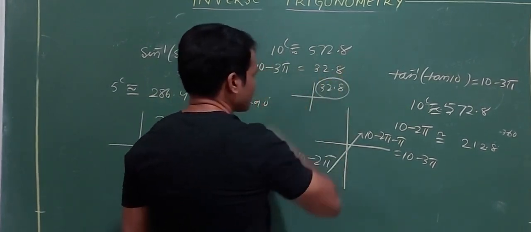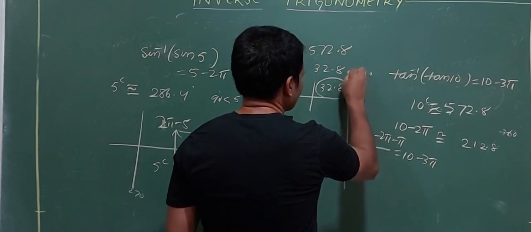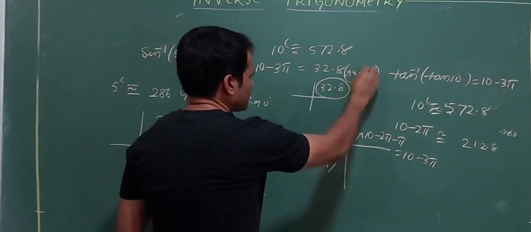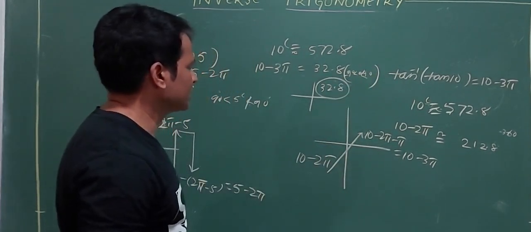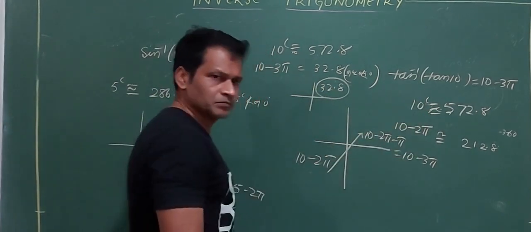I lie here because the tan inverse value must lie between 90 and minus 90, and I am lying in between that. I am lying between 0 to 90, and within minus 90 to 90. So directly I can get the answer 10 minus 3 pi. Both ways you are getting the same answer.